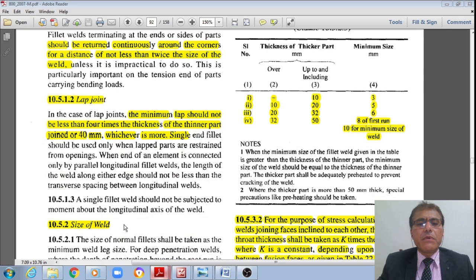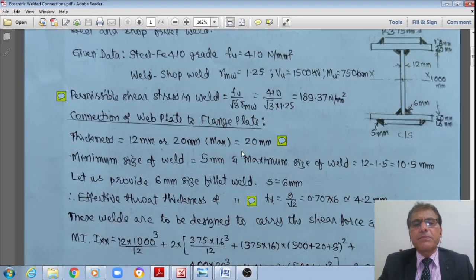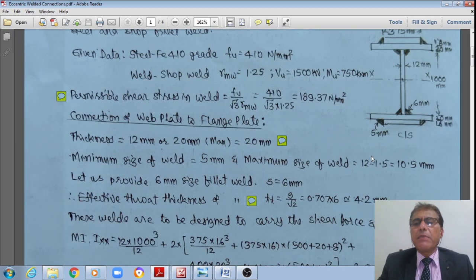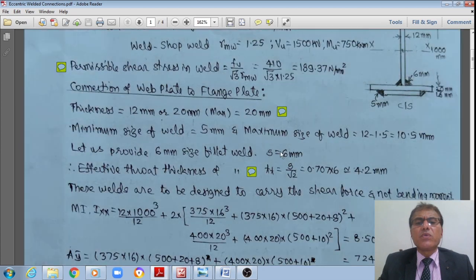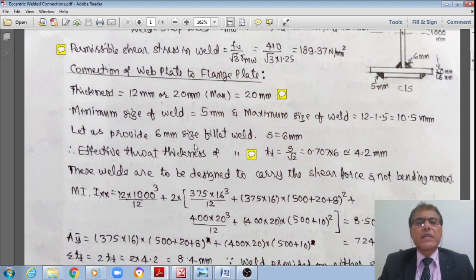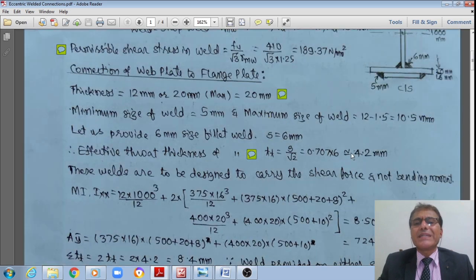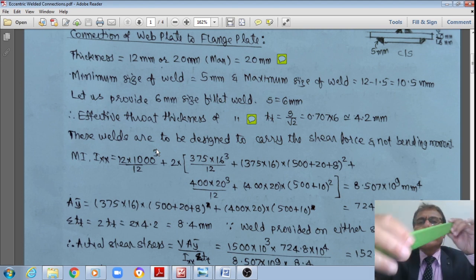There is a minimum size that should not be less than 5 mm, whereas the maximum size, just now we have seen in the previous problem, should be less than 1.5 mm less than this 12 mm. Therefore, it now works out to 10.5. Therefore, it should not be less than 5 mm and should not be more than 10.5. Therefore, now let us assume the size of the fillet weld S is equal to 6 mm. Therefore, the effective throat thickness of this fillet weld, from clause 10.5.3.1 page number 78, is 0.7 multiplied by S, or approximately 4.2 mm. However, these welds will be designed to carry only the shear force.